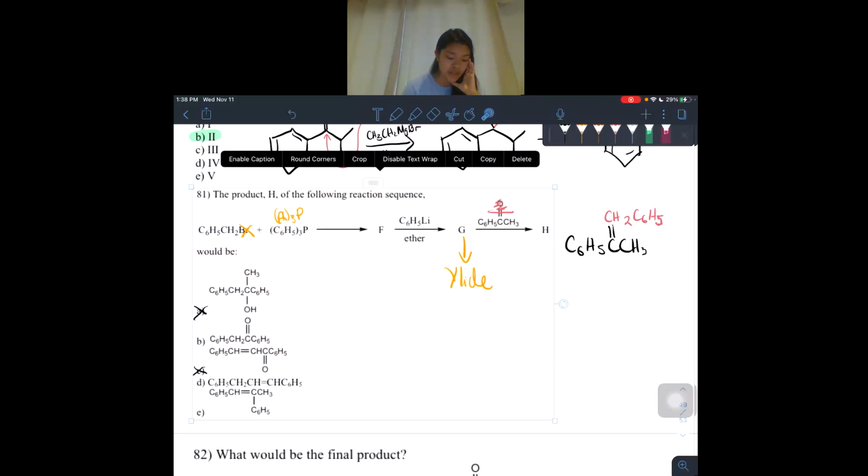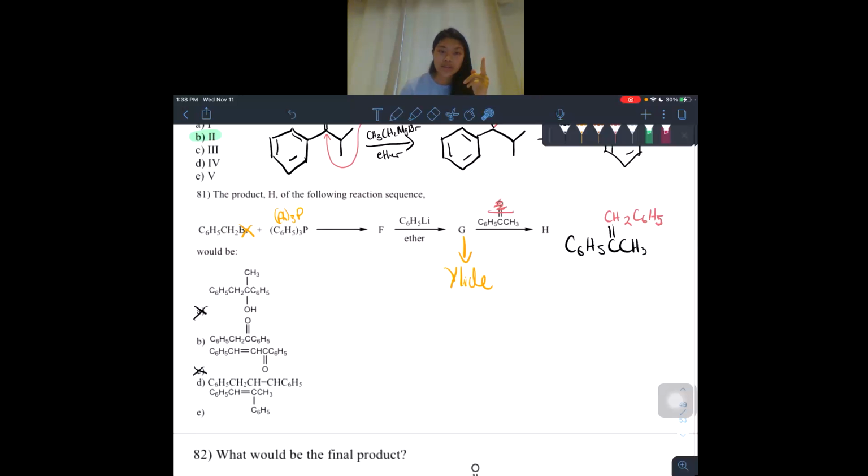So let's look at B. Does B make any sense when we have this double bonded oxygen still here? No, it does not. So we can rule out B. Now we're stuck between D and E.